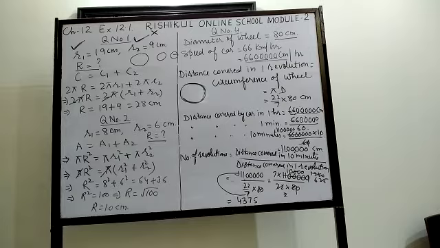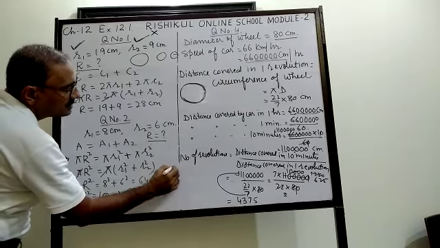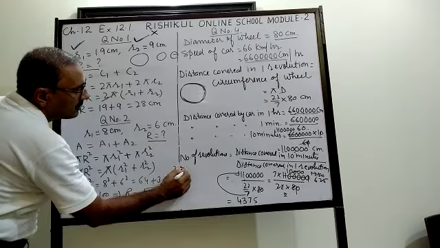Now next question is question number 5. Pick the correct answer of the following, justify your choice. Perimeter and area of the circle are numerically equal, then radius of the circle is? Perimeter of circle you know very well, perimeter of circle is 2 pi r.